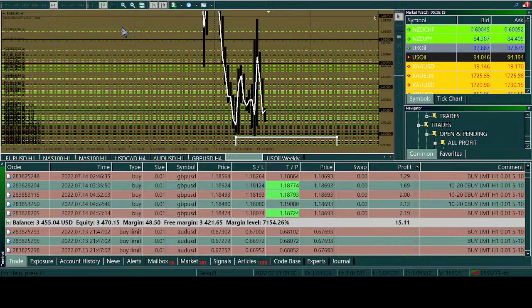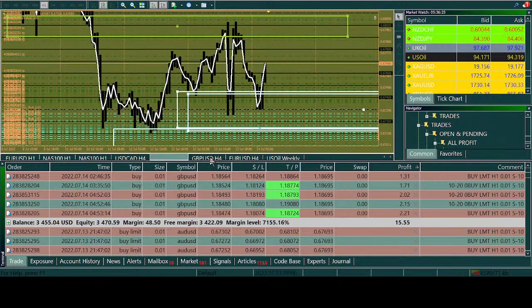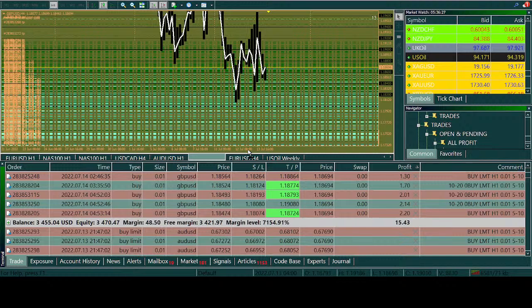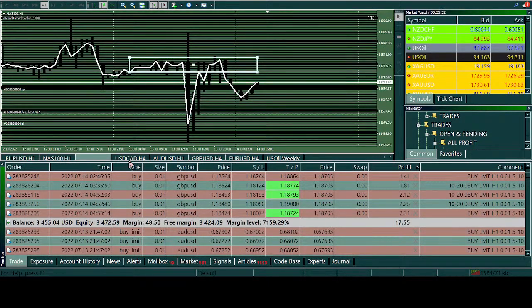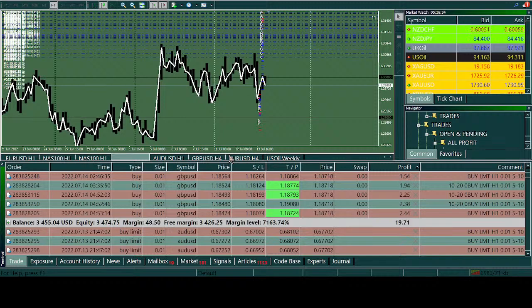I don't know, making money so far here, buying the pound, and I bought the Australian dollar earlier. How's that trade? You like that trade? I bought the euro dollar. Let's see here. Nasdaq's going up. Dollar CAD's going down.